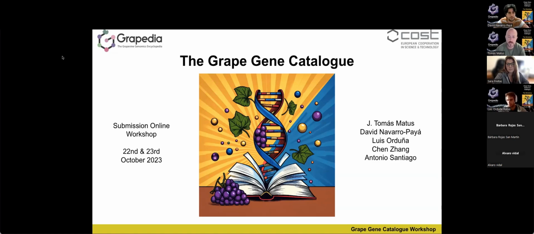Because we are just a few people today, we're going to be all together in the practical session. This morning we were divided in smaller groups, but I think we can easily work together today. First we're going to explain a little more of the theory, and I'm in charge of explaining the logic behind the catalog and how this is inserted in the Grapedia portal, and then David is going to explain in more detail the different parts of the submission form.